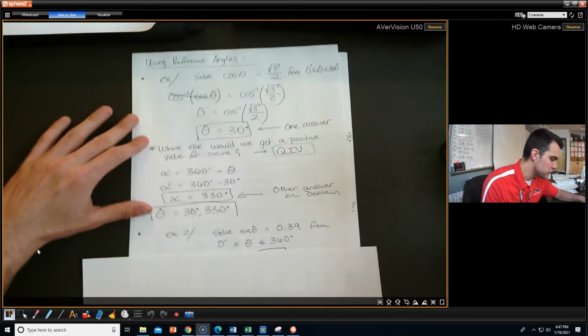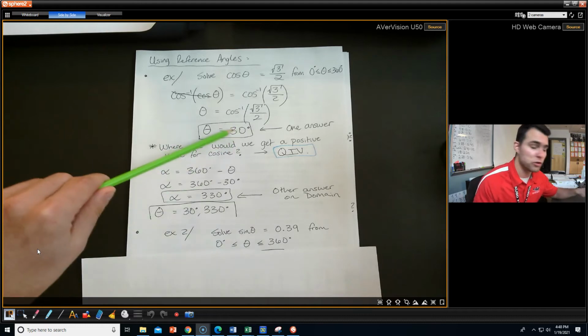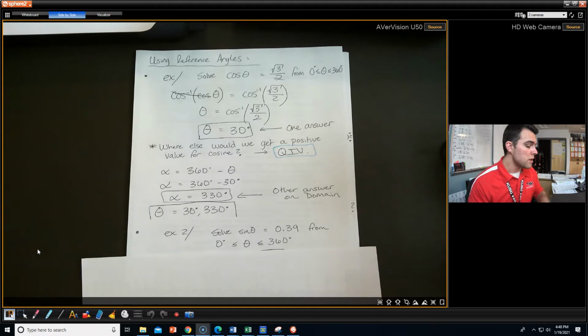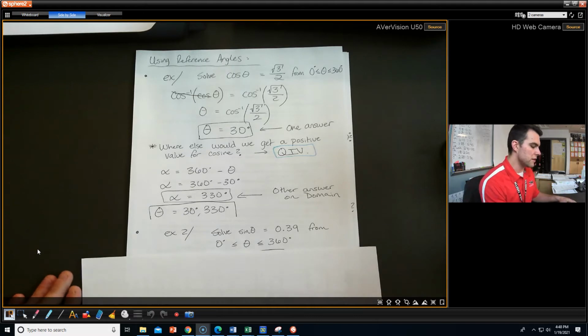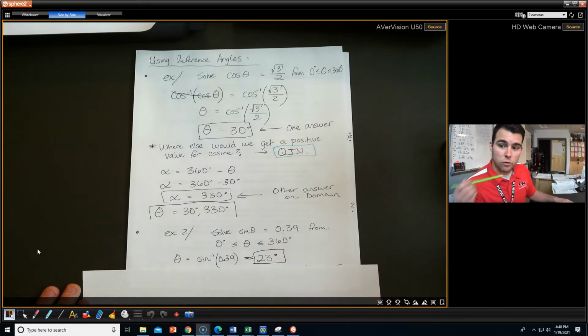Let's try something like this. Let's look at example 2. All right, now I'm solving sine theta equals 0.39. We don't have a nice degree measurement for our angle that'll give us 0.39. So, again, we will still use a calculator. We'll take the arc sine of both sides, and we'll end up getting 23 degrees out of that. Okay? What sign was this guy? It was positive. Sine is also positive in quadrant 2.